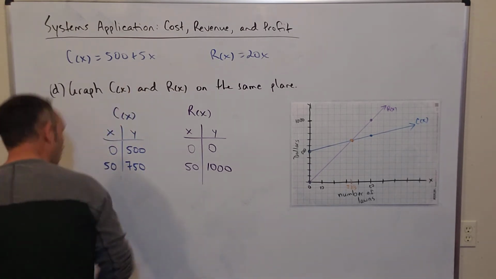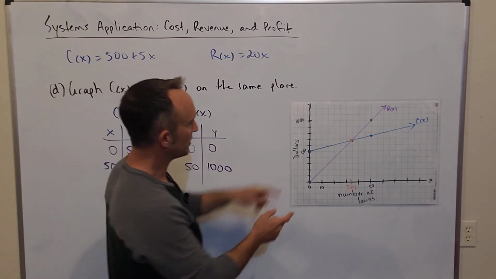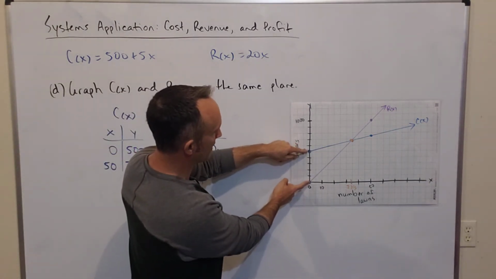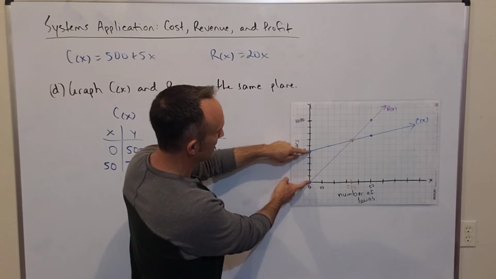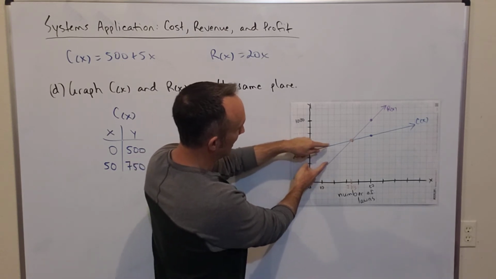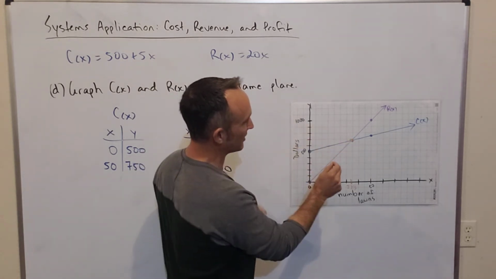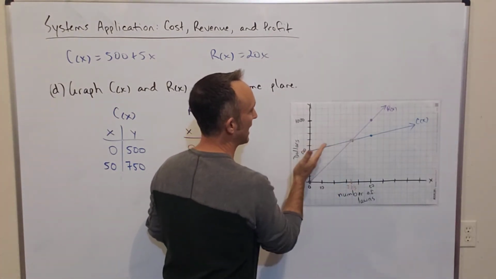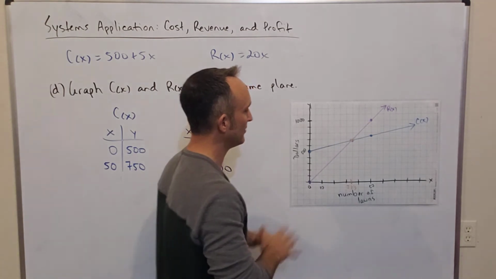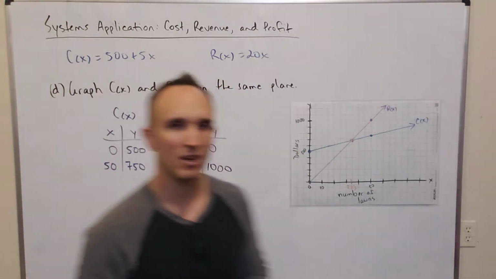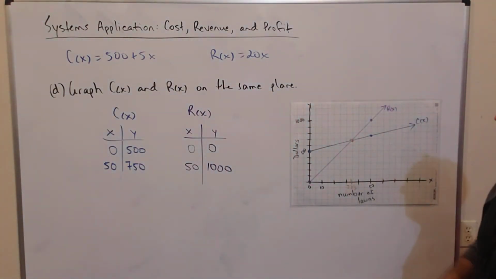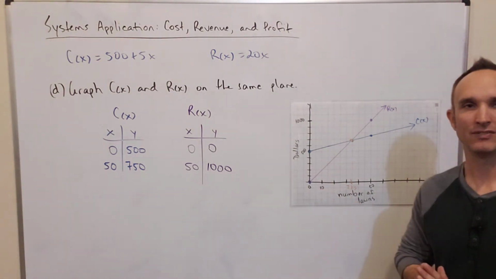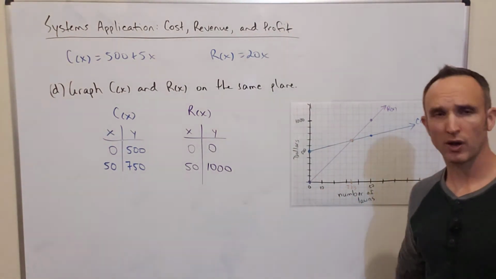And so before he breaks even, you can see that his cost is more than his revenue. So he's losing money. And then once he reaches his break-even point, he's not losing money anymore. He's broken even. And after that, his revenue passes his cost and he's making money. So you can see that very visually on this graph. Okay? So that's a detailed analysis of this cost and revenue. Let's look at his profit.